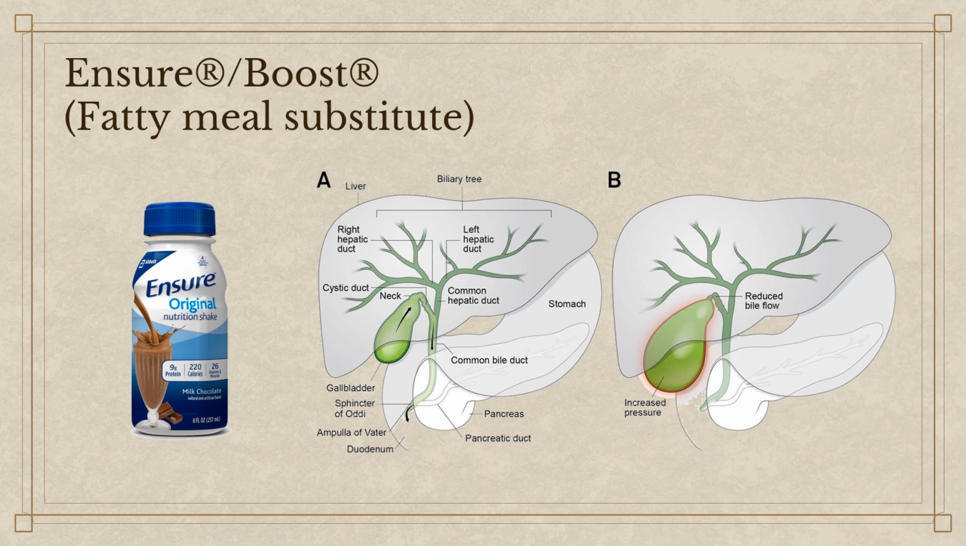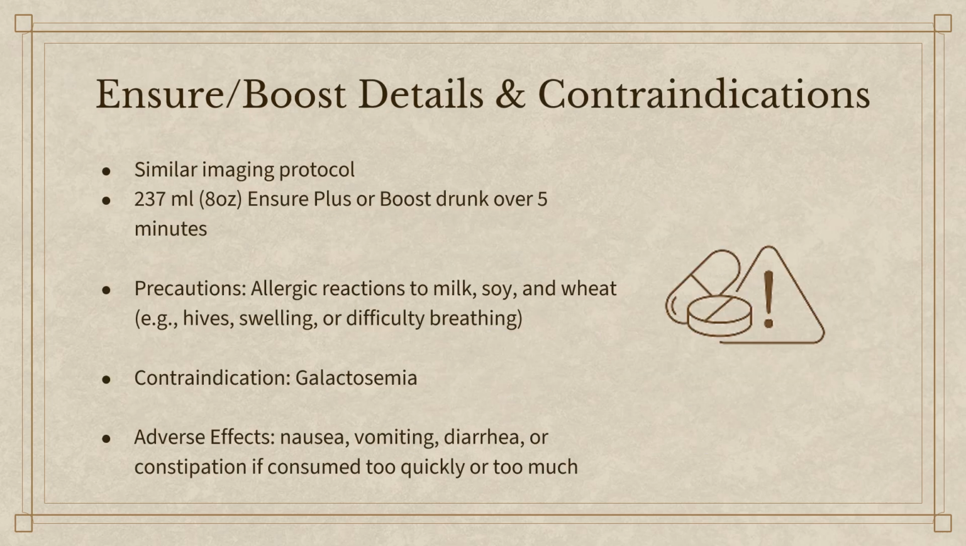The sensitivity and specificity for the detection of chronic cholecystitis is similar to that of CCK. The normal ejection fraction for Ensure or Boost is greater than 33% after 60 minutes. The Ensure or Boost imaging protocol begins with a 60-minute pre-Ensure Boost dynamic study.